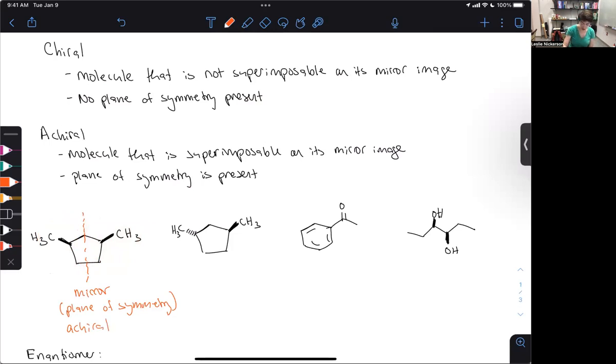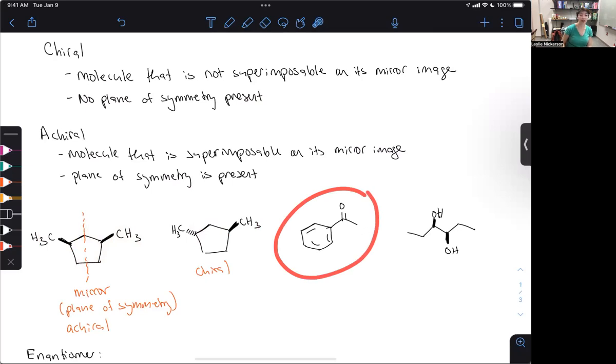Okay, so then if we take a look at the next one, now I've got one wedge, one dash. So at this point, if I try to think about a plane of symmetry right here, these methyl groups are not reflecting each other in that mirror, right? They'd either have to be both on a wedge or both on a dash, but they cannot be one of each, okay? So this one, we don't have any mirror planes here. This is chiral.